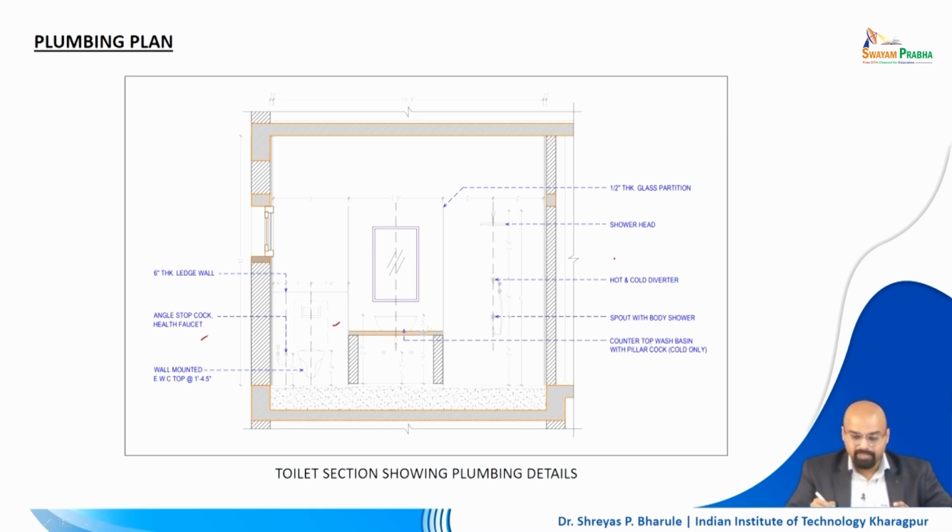You see a complete shower head which is there on top. You see the glass partition which was there in the elevation as well. You see the hot water diverter or the mixer which is located here. Then you have the spout, right? For the body shower, that is connected with a hose pipe. Next you have the wash basin right in the center on the countertop. So all the details are available the same way as we have seen in the plan.